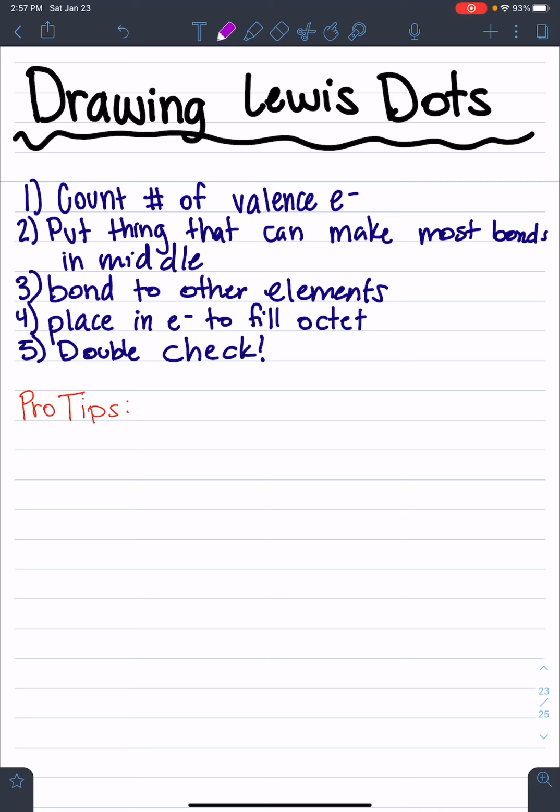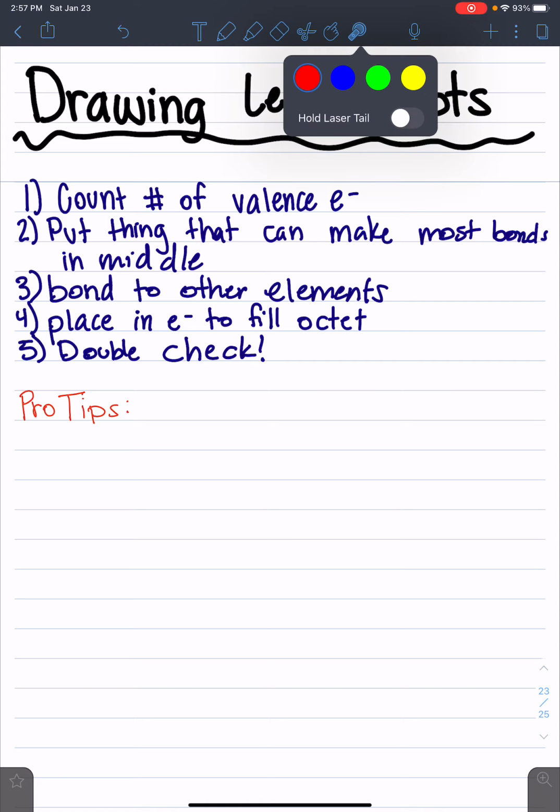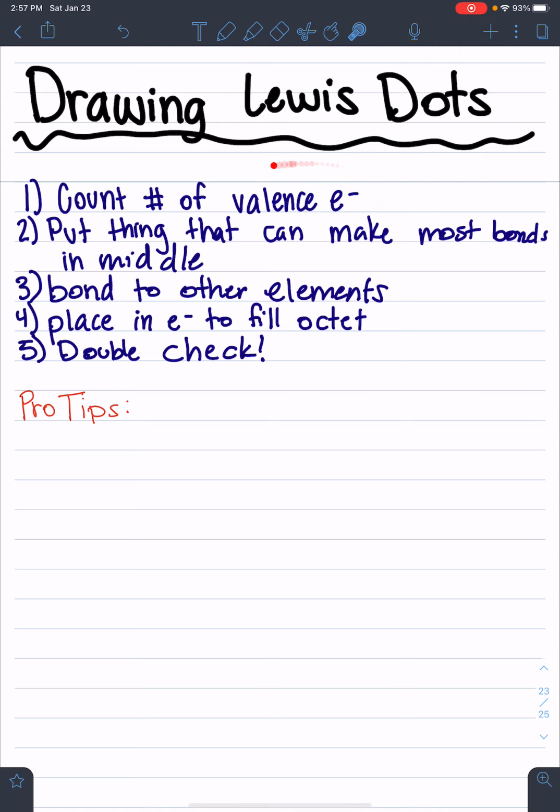Here are Lewis dot notes, drawing them. Again, take a picture of this top part right here. You don't need to copy it down, but I would take a screenshot or a picture of it just so that you have these steps. Hopefully soon you'll be able to do it without all these steps, but it will be good to know these steps for the beginning part. But I'm going to move on so we can get through this video.